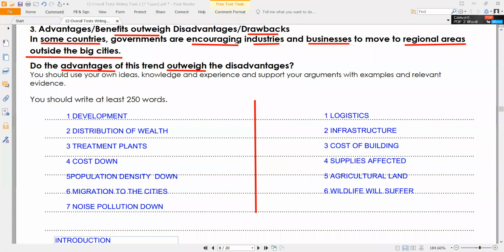This is the paraphrasing of it in some countries. So multiple states around the globe are incentivizing the relocation of manufacturing units and service industry to rural areas or uninhabited areas away from the metropolitans. After that, you have to answer the question. Do advantages of this trend outweigh the disadvantages? You should use your own ideas, knowledge, and experience to support your arguments with examples of relevant evidence. So do the advantages outweigh the disadvantages?